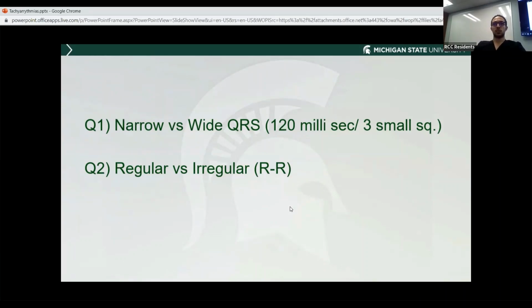And then you ask yourself, is it regular or irregular? So you have regular narrow complex, irregular narrow complex, then regular wide complex, and irregular wide complex tachycardia.